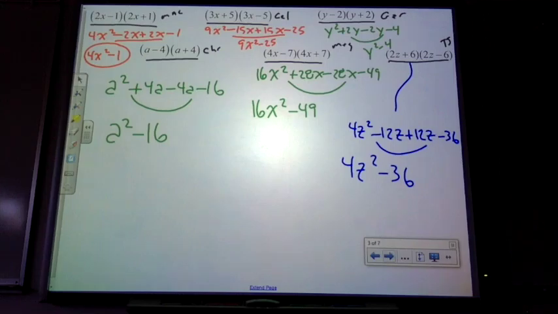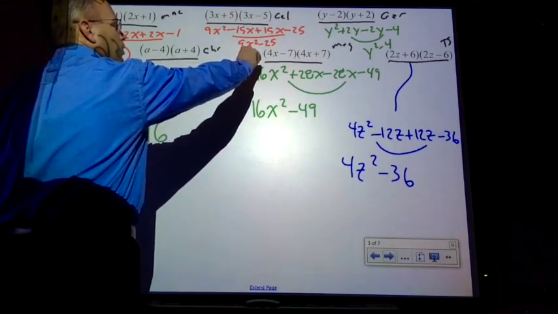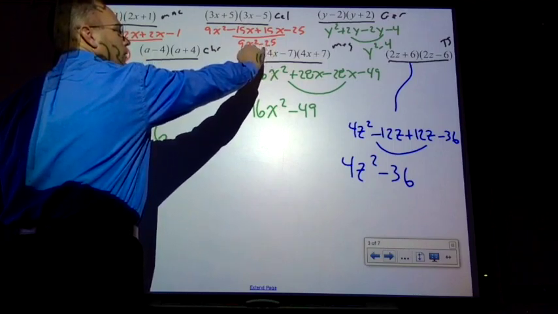So these are called the difference of two squares. What does the word difference mean in math? Subtraction. So the difference of two squares. This is a perfect square as well as this, with a subtraction.